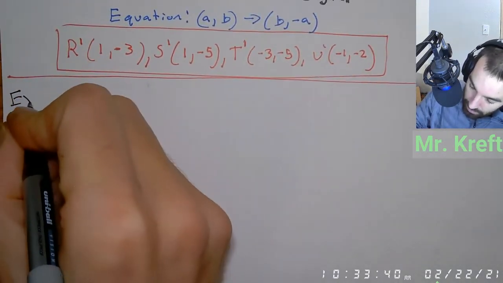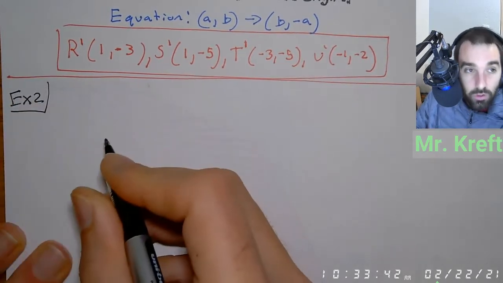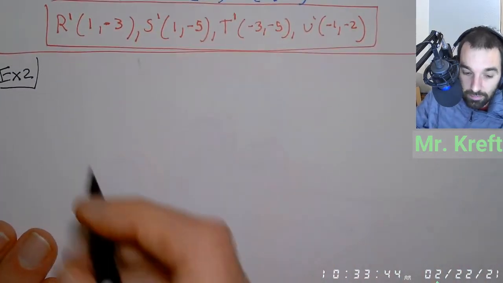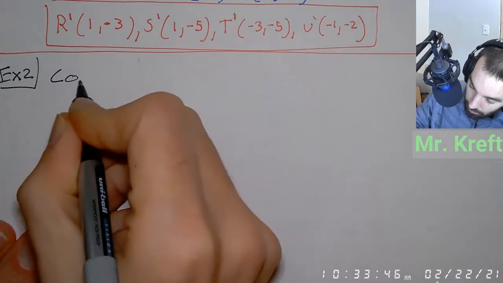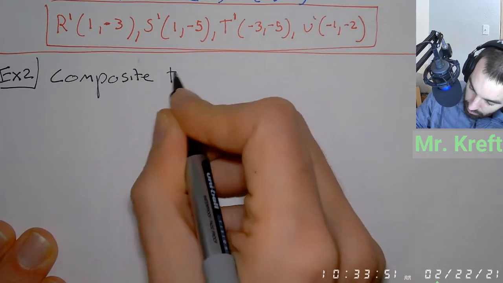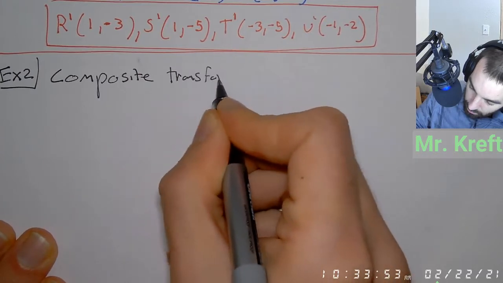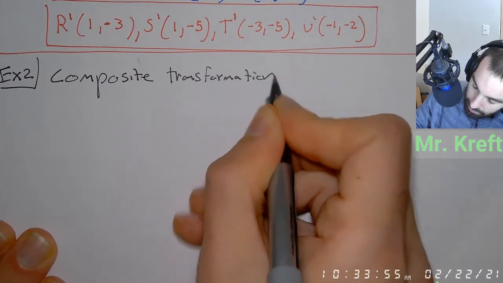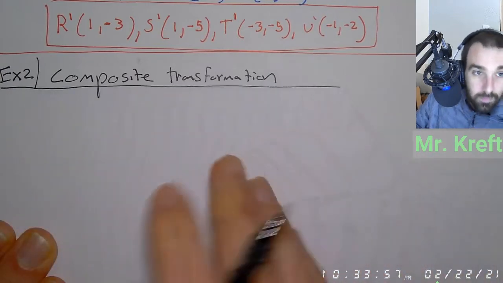All right. So you guys are going to try this one on your own. To do this, we're going to do a composite. We're going to compile everything together. So let's do some composite transformations. Remember, composite means two or more.